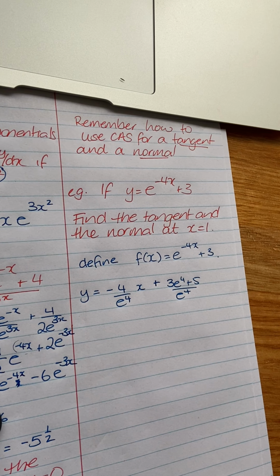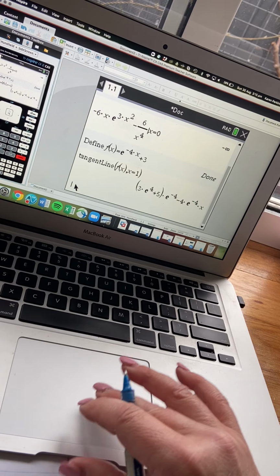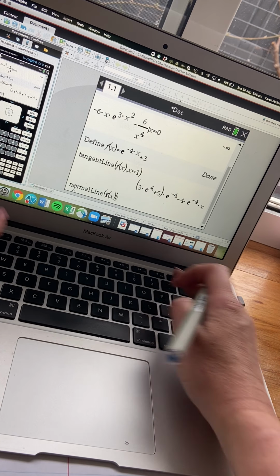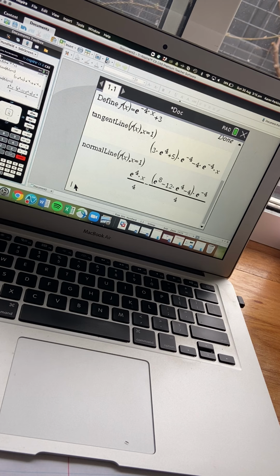So I'm just going to transpose it to positive powers. It doesn't matter. Any of those answers would be fine. And if we wanted to find the normal, I can do the same thing, but it'll be menu for a. Again, it's f of x. I don't have to worry about typing that in at x equals 1. And same thing, we can just write that down. And I am going to write it down, and you can write it down too. So that's as exact values.